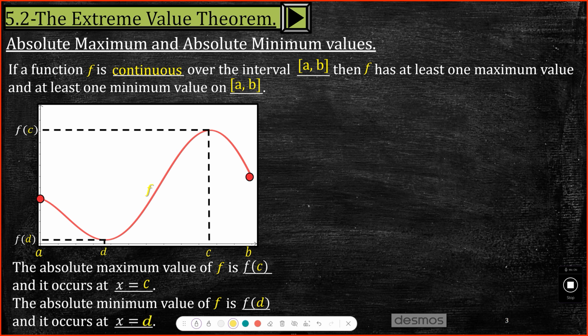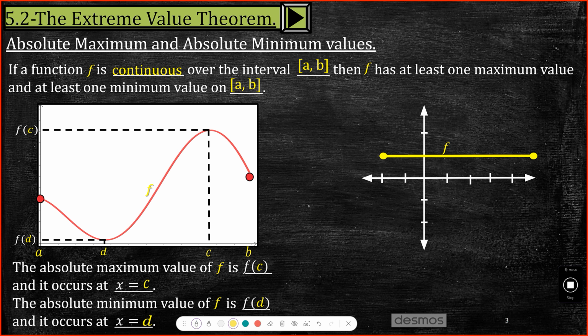Okay, so here's a particular situation. What if the function is horizontal and it is closed at the endpoints? Does it have a max or a min? What do you guys think if it's horizontal?